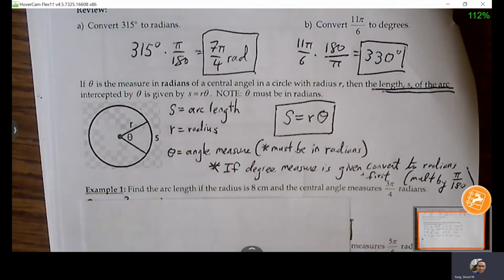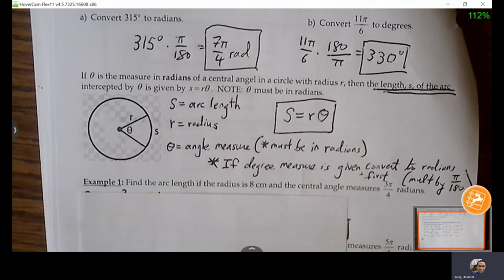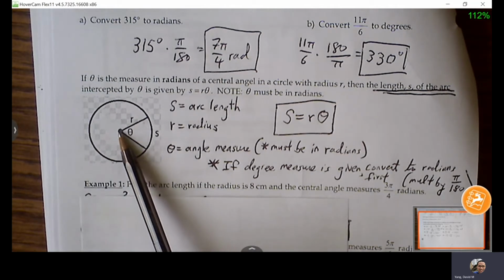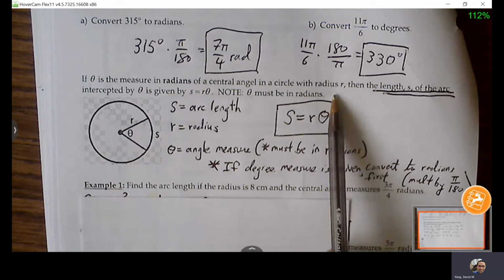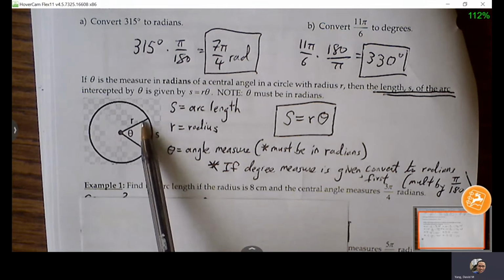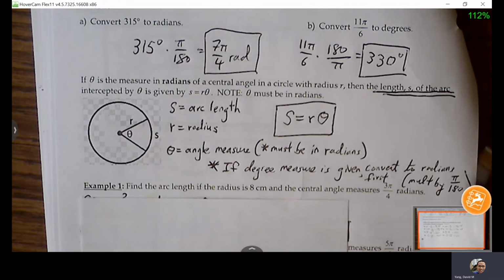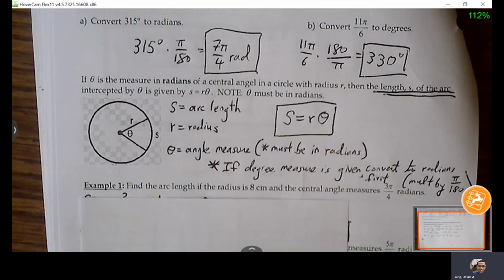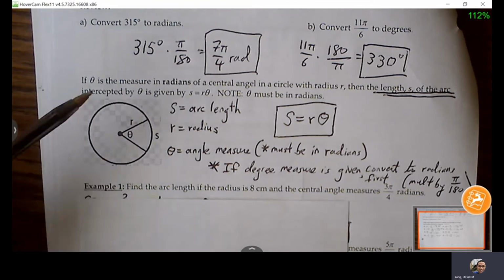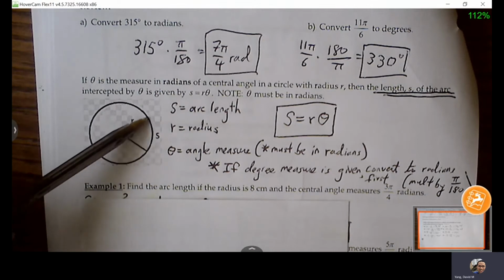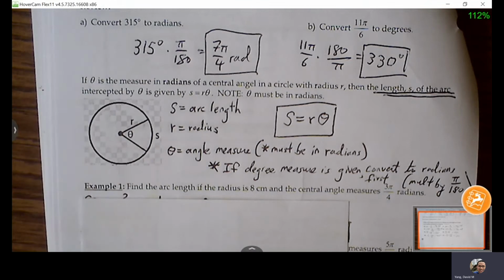I'm going to read the notes here. If theta is the measure in radians of a central angle, so central angle is just an angle formed from the center of the circle with the radius r, so that's just going to be that length there. Then s, we assign the length of the arc to be a variable s, intercepted by theta, so that just means it's the arc length associated with this angle measure.